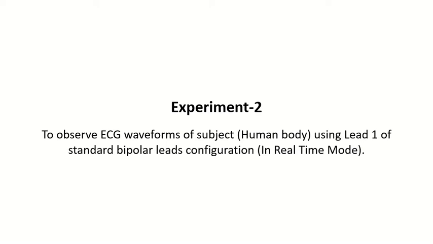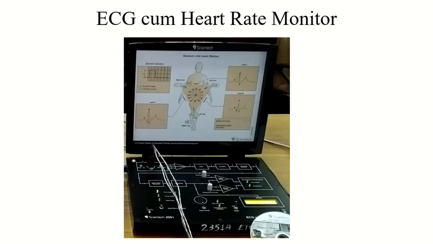So this is experiment 2, in which we'll be observing ECG waveforms of a subject, that is a human body, using lead 1 of a standard bipolar leads configuration in real time mode. So this is the ECG cum heart rate monitor. This in fact is a trainer which will be used to acquire the signals from the human body and will be plotted on a DSO.